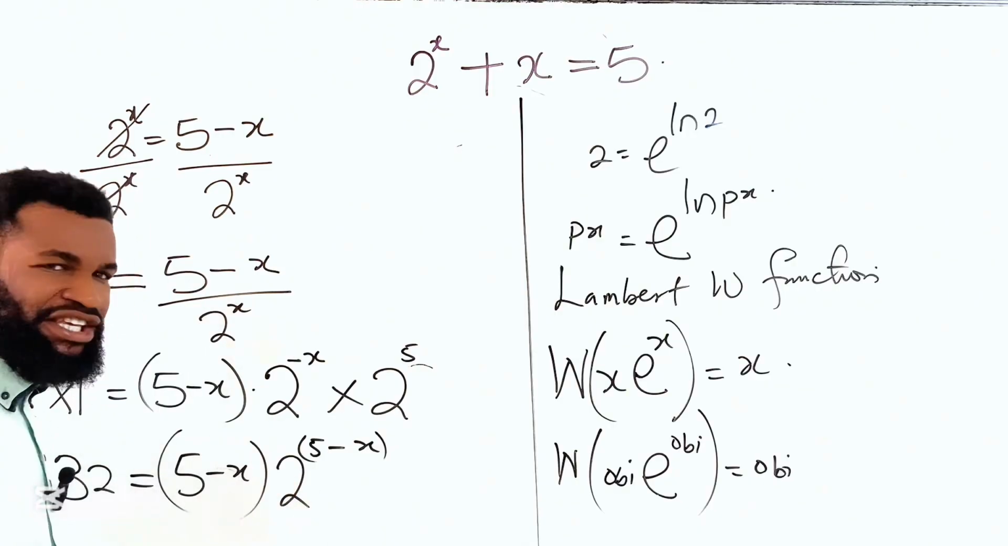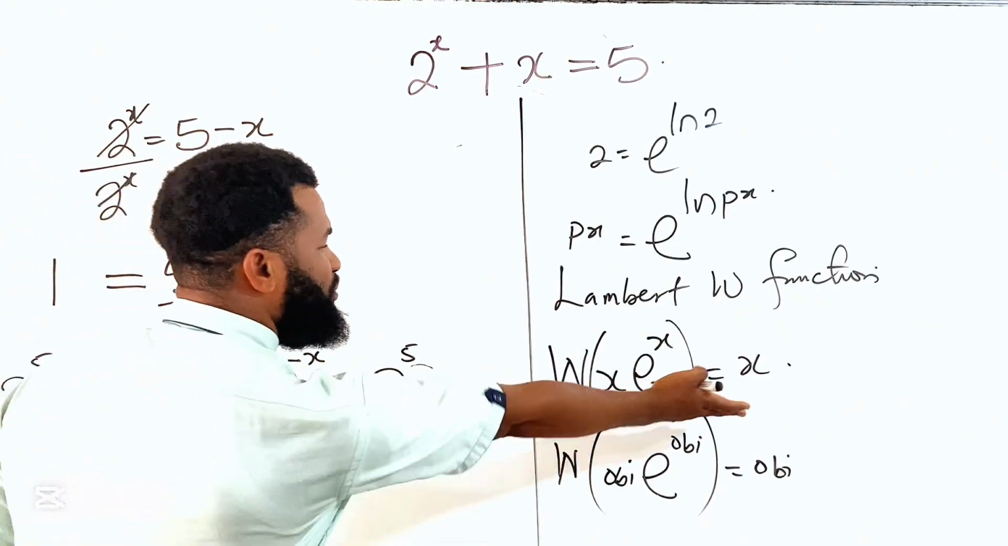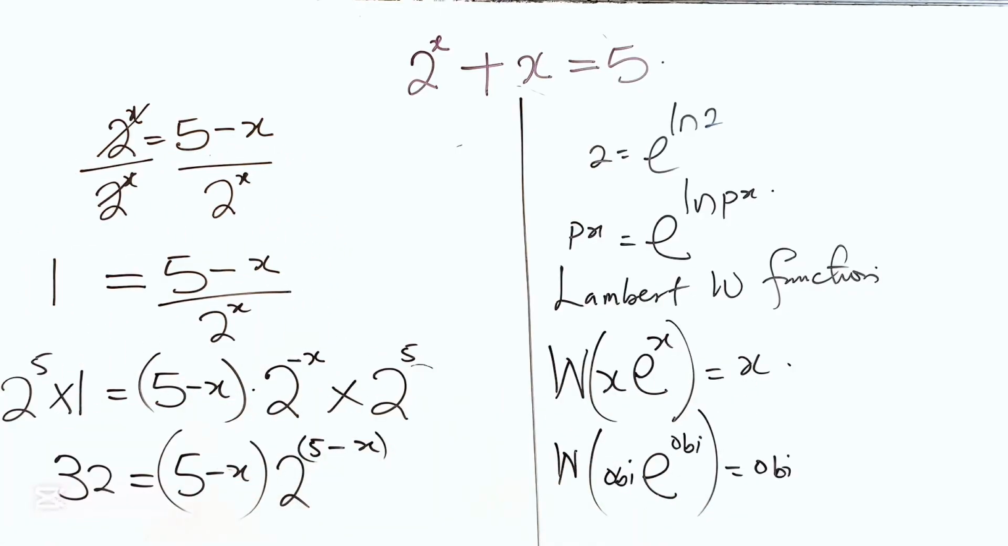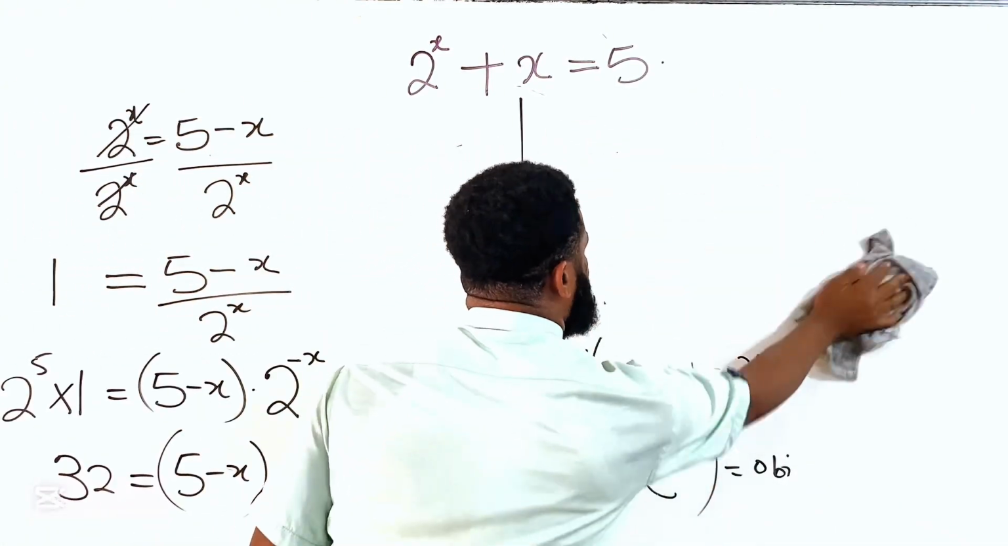But this is not e. If these two were to be e, I would have just taken W of both sides to get that. But then, it's not yet. I'm going to do something else. I'm going to bring it in. I will show you what I will do.